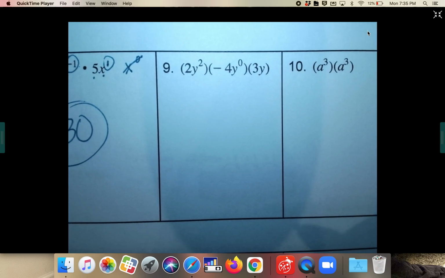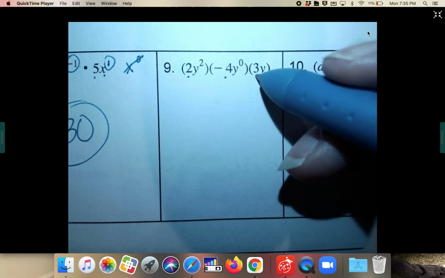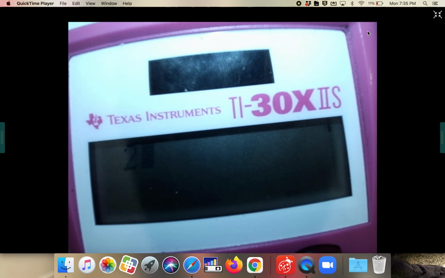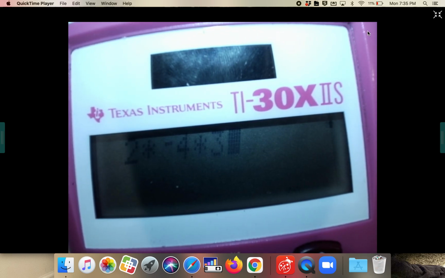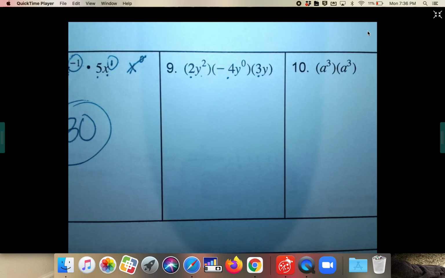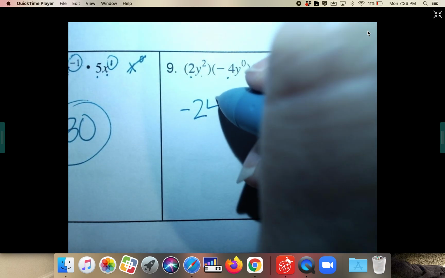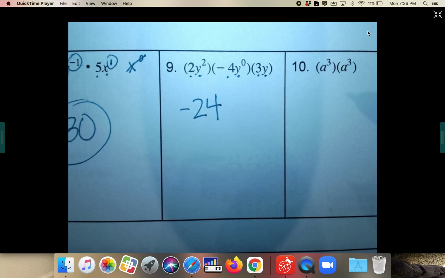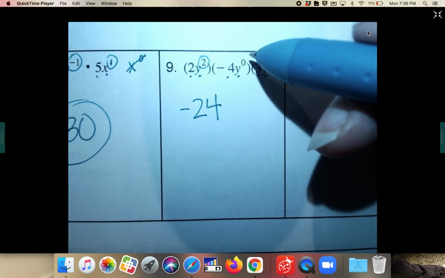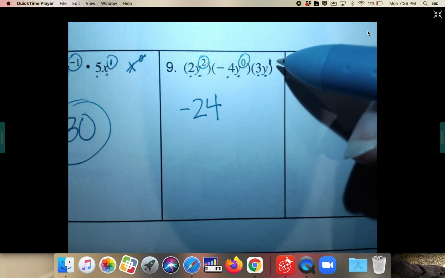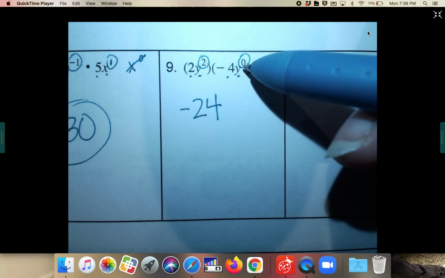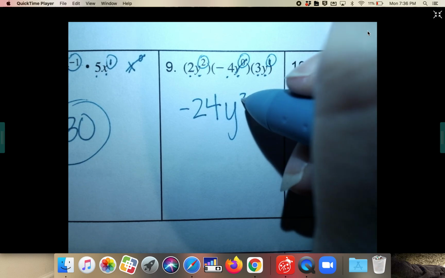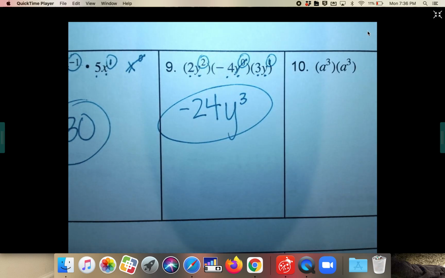Number 9, I'm going to go ahead and multiply the numbers that are in front. So 2 times -4 times 3 is -24. Okay, and then you've got y's that are the same base, so you can add 2 plus 0 plus 1. Don't forget that's a 1 there, so that's just going to be gone. 2 plus 1 is 3. Y to the 3rd power, and that's good.